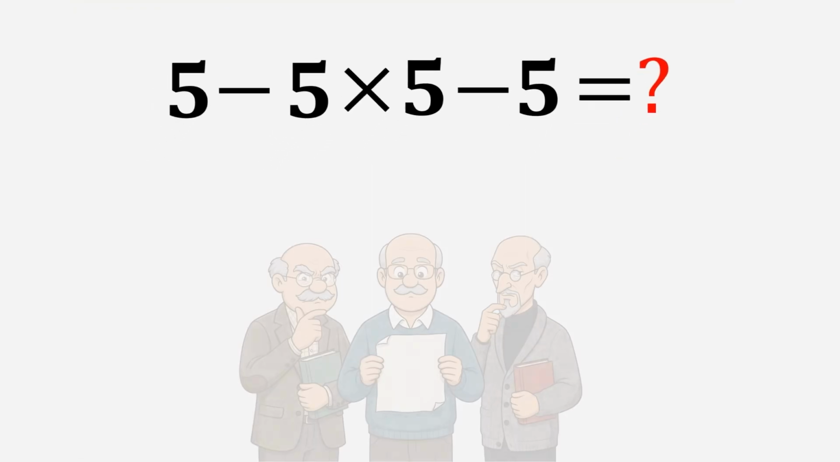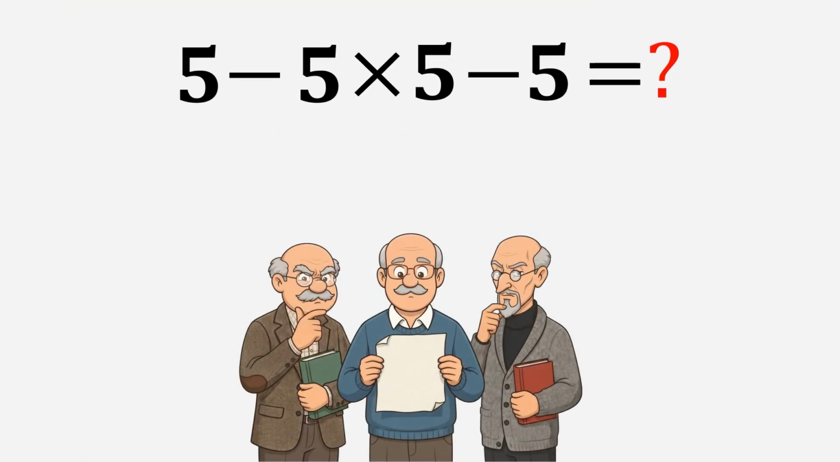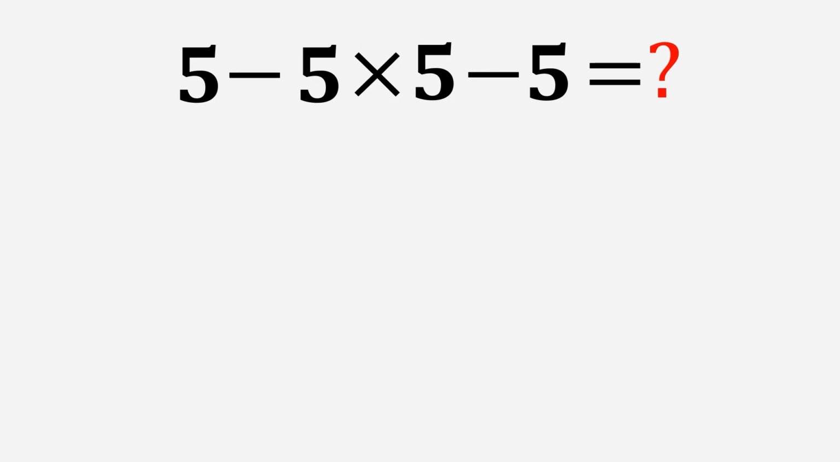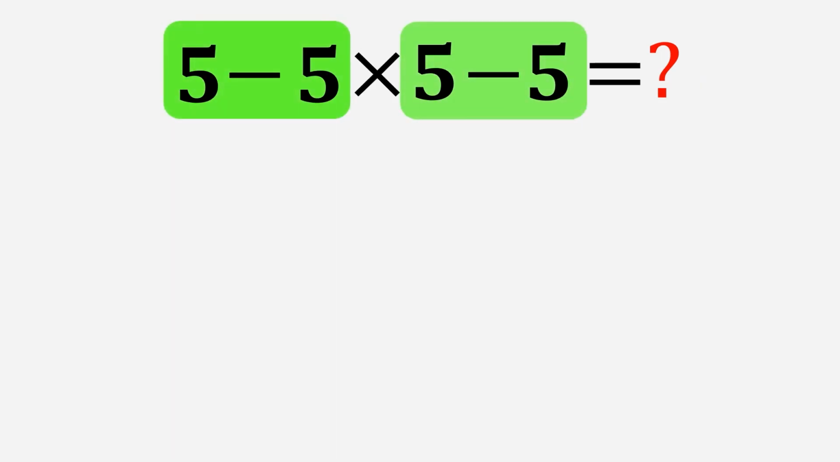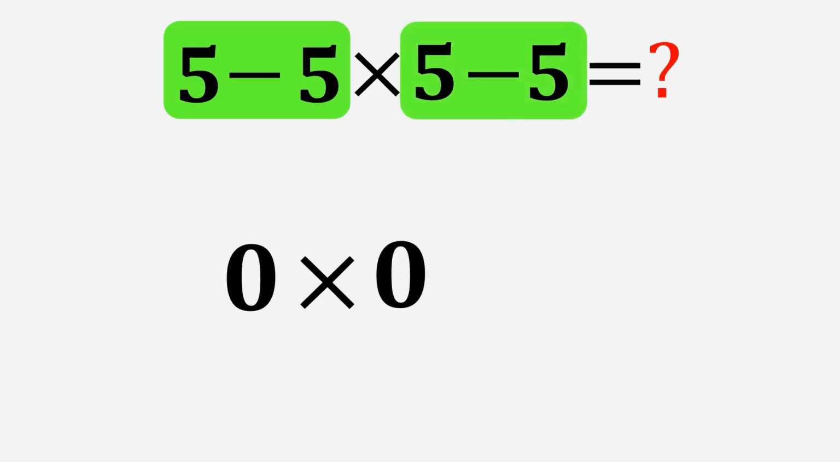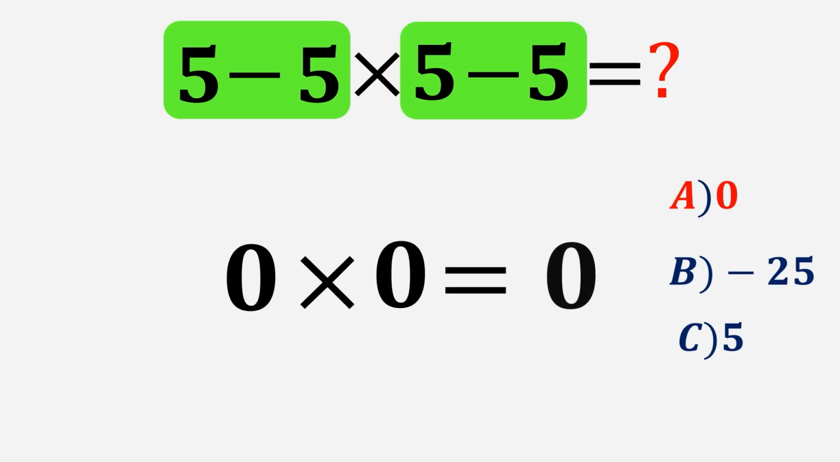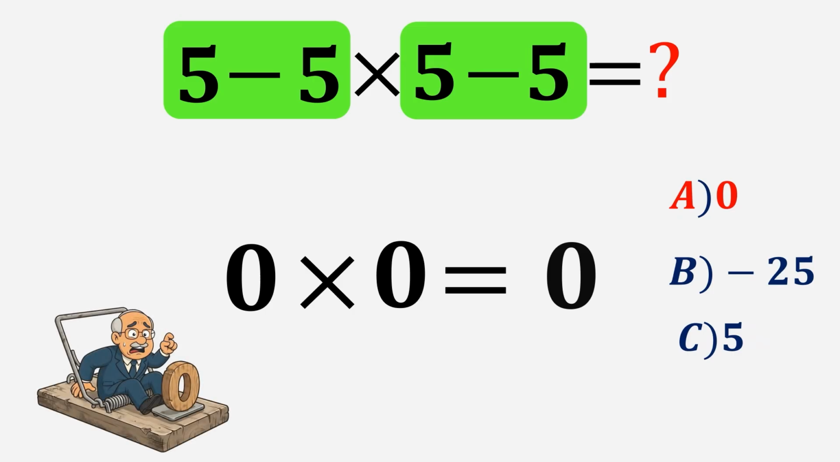Alright, let's look at how many people naturally try to solve this. It is very tempting to handle the 5 minus 5 on both sides first. If we do that, we are left with 0 times 0, which simply gives us a clean 0. That matches option A. But hold on a second. If you got 0 as your answer, you fell into a very common trap.